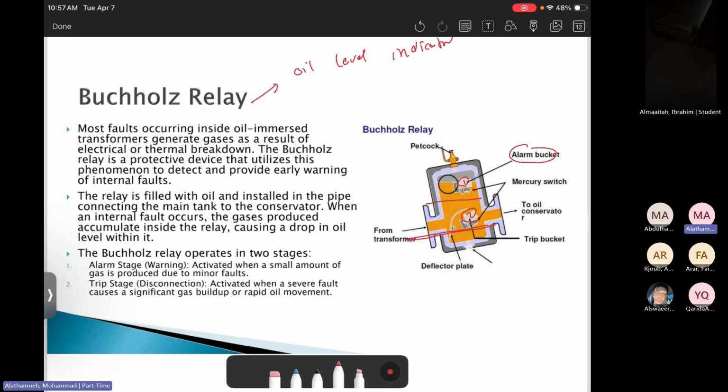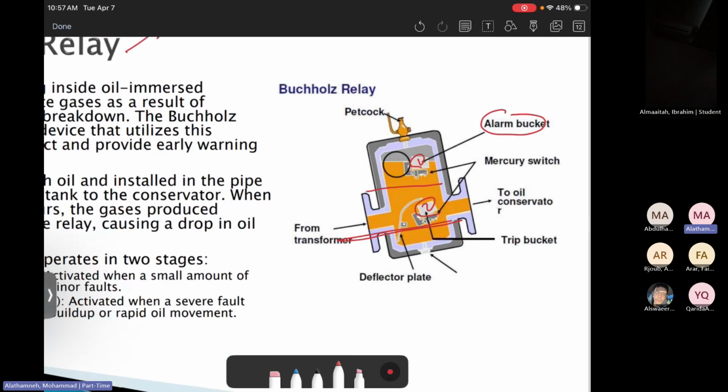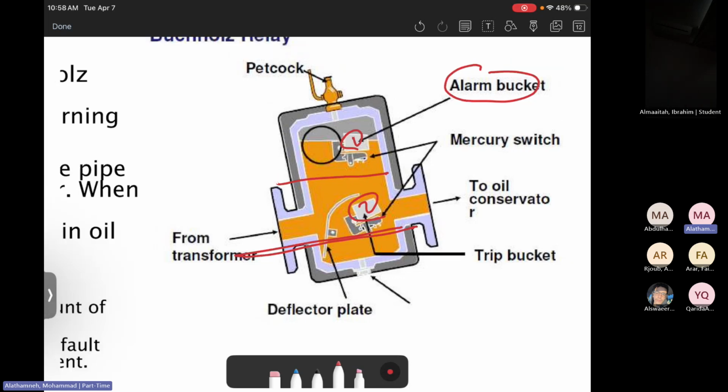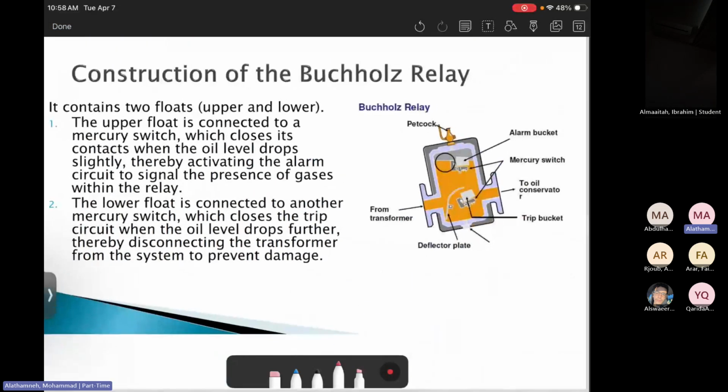Okay, but how will the oil level decrease? It can decrease because of a leak in the oil, or because of an internal fault. Internal faults will cause a lot of heat in the oil, and a lot of heat will cause bubbles. So there will be gas bubbles pushing the oil down while the gas bubbles go up. Then you will reach the alarm stage, and after that the trip stage.